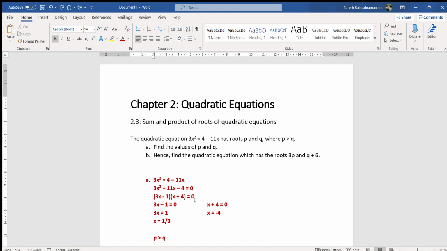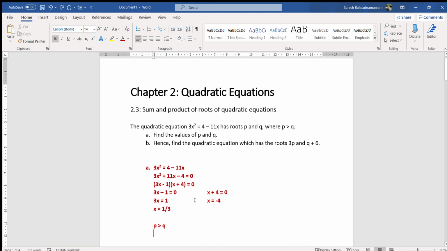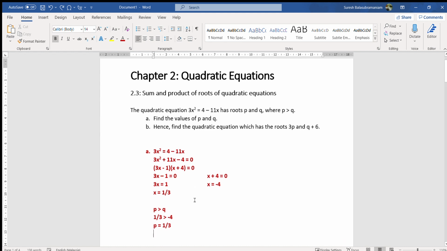Followed by the roots that we got from the question. So 1 over 3 is more than negative 4. So if you compare both roots, 1 over 3 is more than negative 4. So if you compare p more than q and 1 over 3 more than negative 4, you can identify which is p and which is q. Therefore, p is 1 over 3 and q is negative 4. So that will be the answer for A.